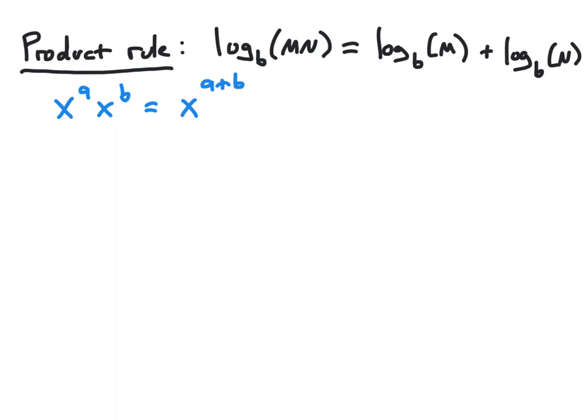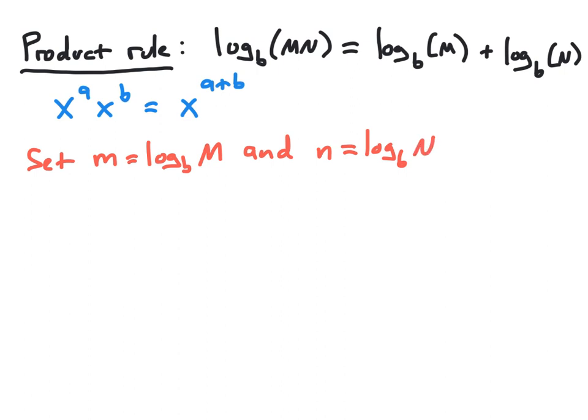It's actually pretty straightforward to see why the product rule for logarithms follows from the product rule for exponents. If we set lowercase m to be the log base b of capital M, and lowercase n to be the log base b of capital N, then we can see that b to the lowercase m is equal to capital M, and b raised to the lowercase n is equal to capital N. So this is translating both of these logarithmic forms to their corresponding exponential forms.